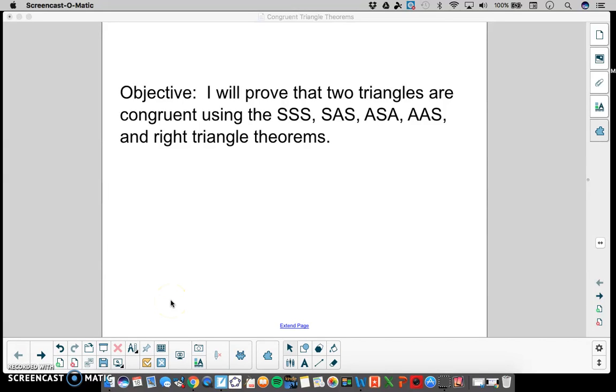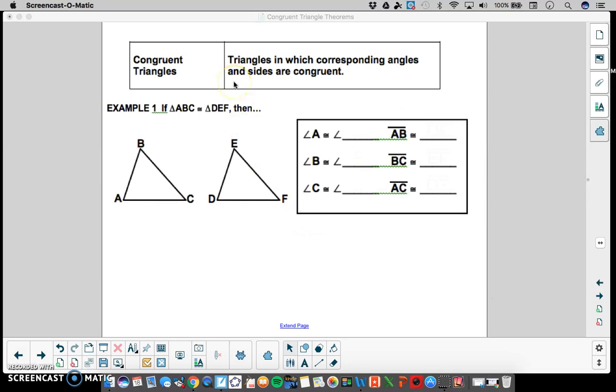In this video, we're going to prove that two triangles are congruent using the side-side-side, side-angle-side, angle-side-angle, angle-angle-side, and right triangle theorems. Remember that congruent triangles have all of their corresponding parts congruent. So all of the angles that are corresponding and all the sides that are corresponding will have equal measure.